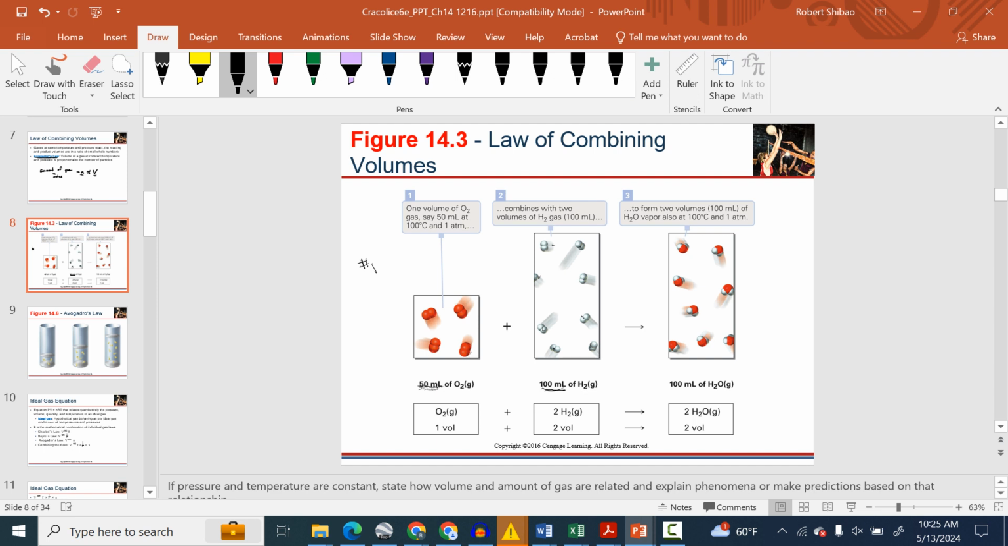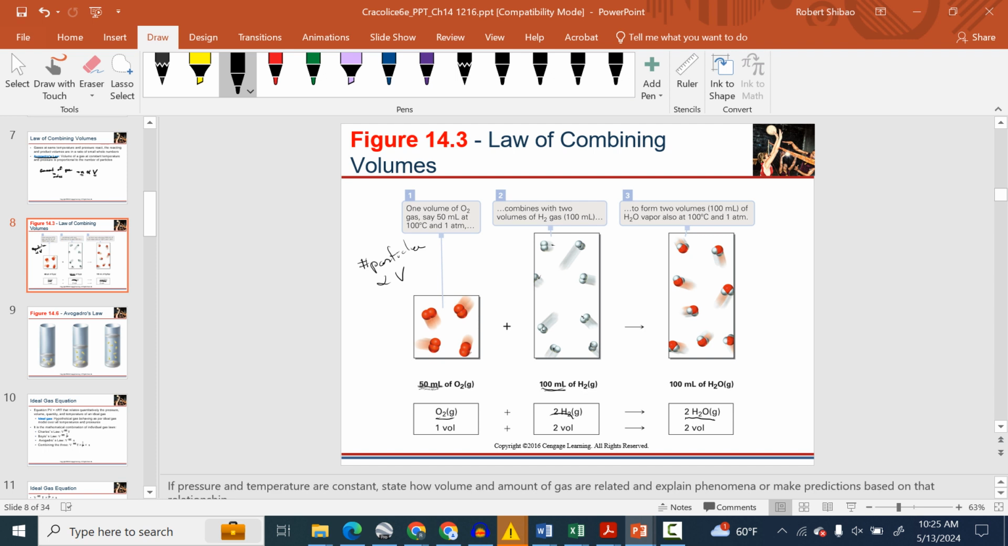The number of particles is directly proportional to the volume. So if 4 particles take up 50, then 8 particles will take up 100. If I have hydrogen reacting with oxygen, in this particular redox reaction, we need twice as much hydrogen, so we'll have twice the volume. If I have 50 milliliters of oxygen, I need double that in hydrogen, and then I'm going to make water.